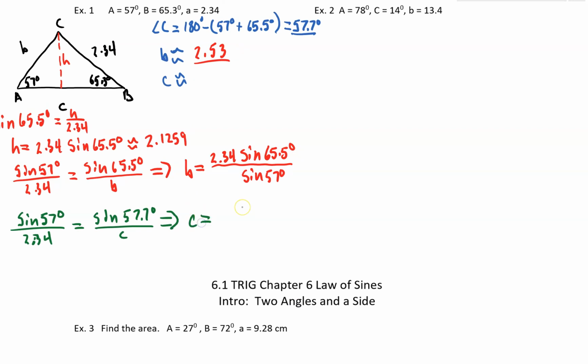So we're going to do the same thing I just did, cross multiply and divide, but basically you are going to multiply both sides by c and then invert the other one and multiply it across. 2.34, we're going to multiply that by sine of 57.7 degrees, and we're going to divide that by sine of 57 degrees. When you do this, put it in your calculator, you're going to round it off. You're going to get an answer approximately 2.36. And that would be solving out your triangle.